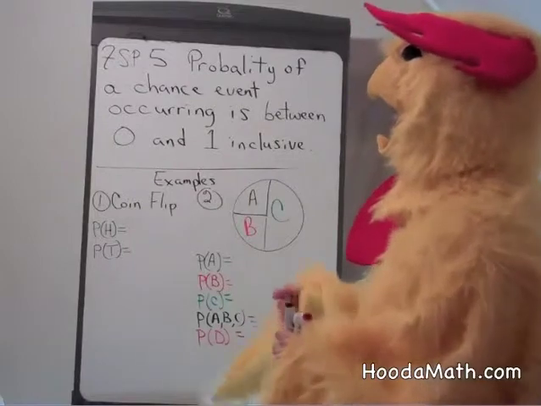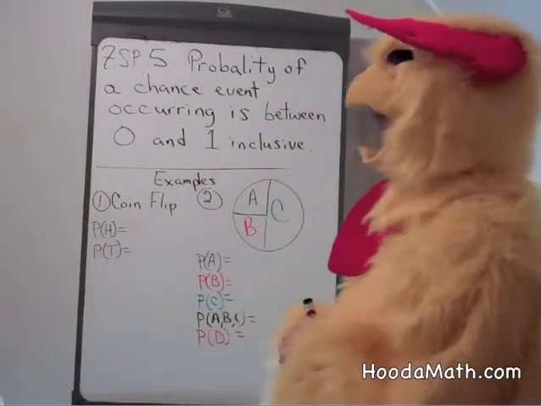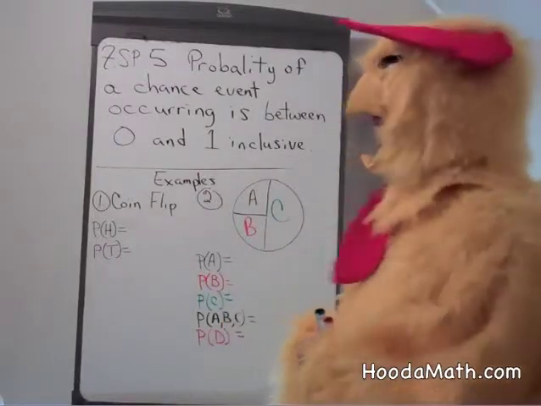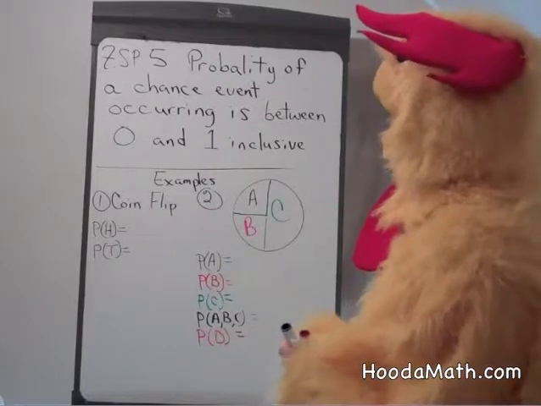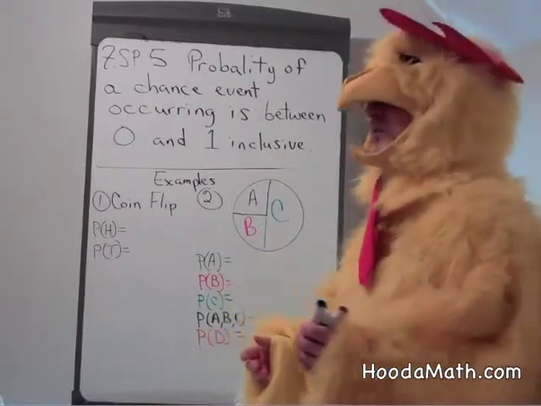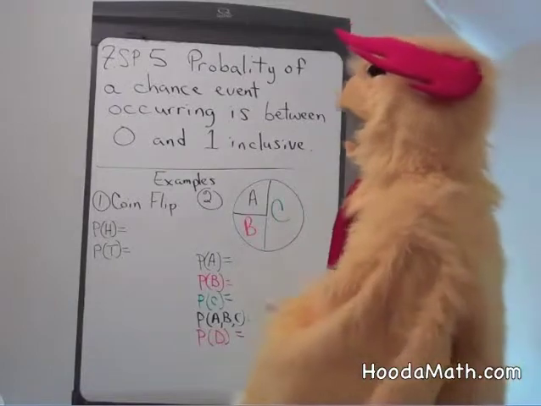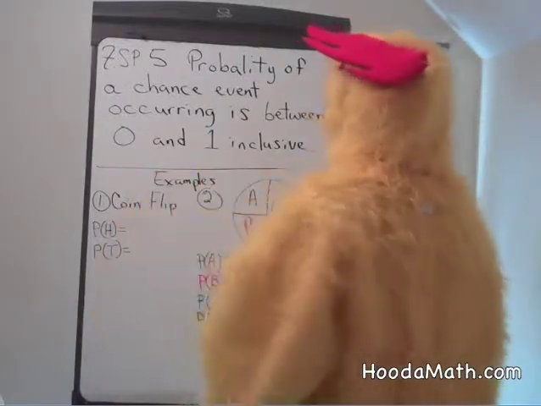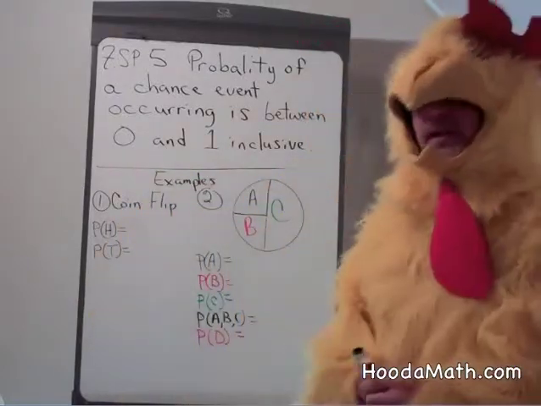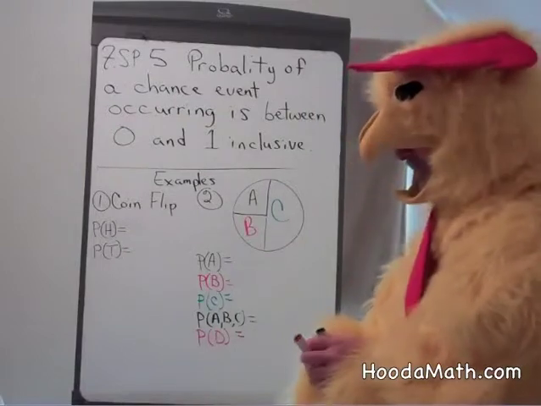We're going to look at probability, or the chance of an event occurring. Now, when we say how likely events are to occur, we always say that they're between 0 chance and 1 chance. What does that mean? Well, I'm going to give you some examples.